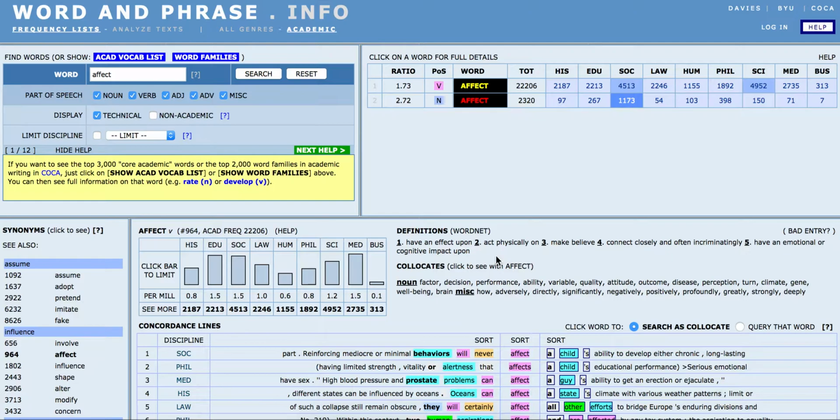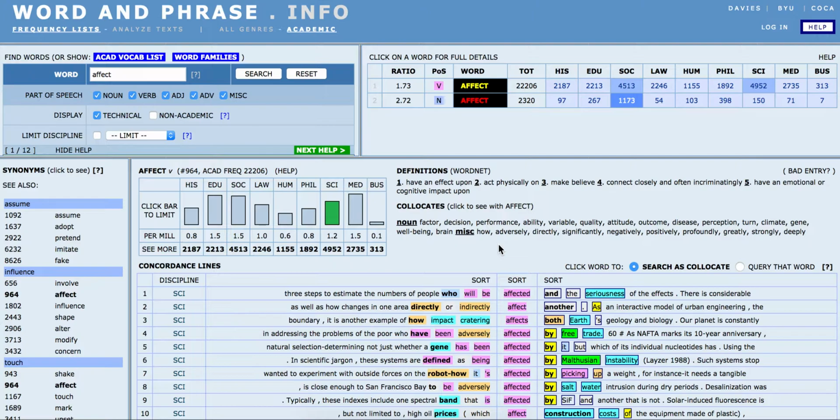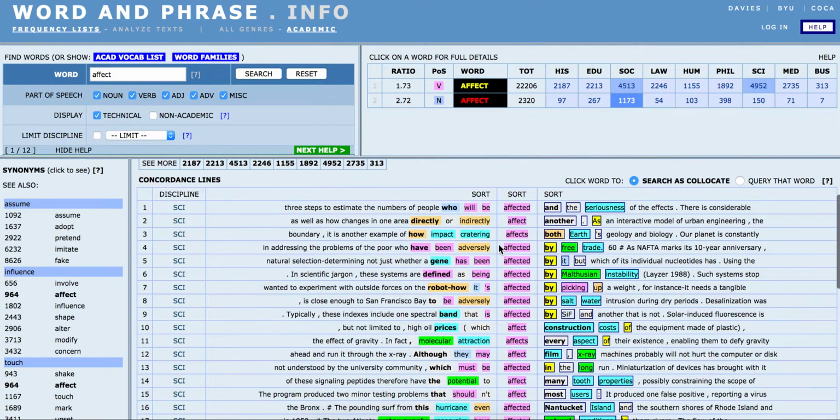And what's different about this from the non-academic one that we looked at in an earlier tutorial is that here we can see the disciplines or fields that the sample sentences will come from. I am going to choose science. And now below we have sample sentences that come from science journals. If you recall from our earlier tutorial, what you can do is look at the sample sentences for patterns of how language has been used. So let's see what patterns we can find here.